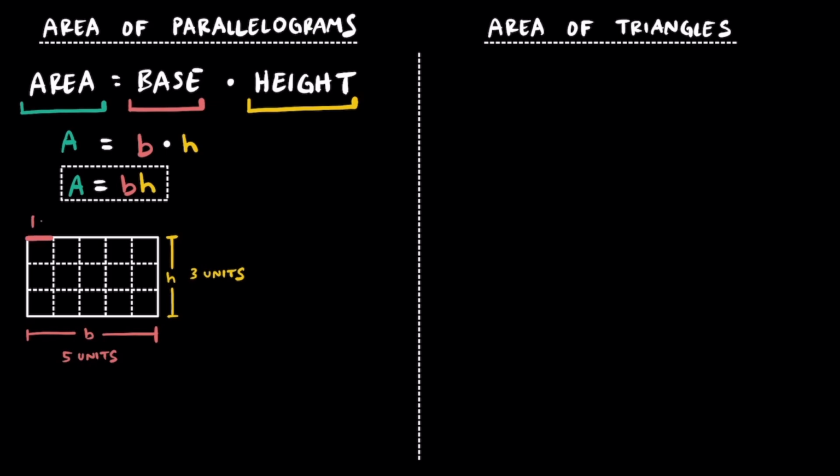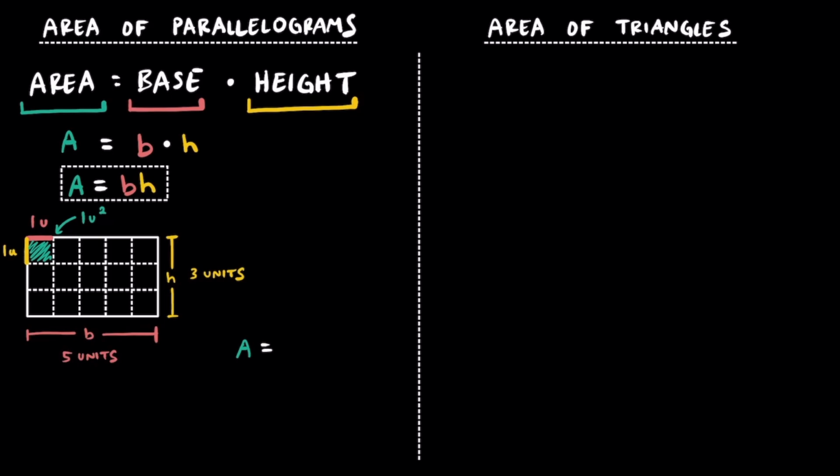It's really important to understand that area is just how many of these 1 by 1 unit squares are inside of a shape. The area of one of these individual little squares is equal to 1 square unit, or 1 unit squared. While we could count up that there are 15 of these little squares inside of this rectangle, we can also use our formula.